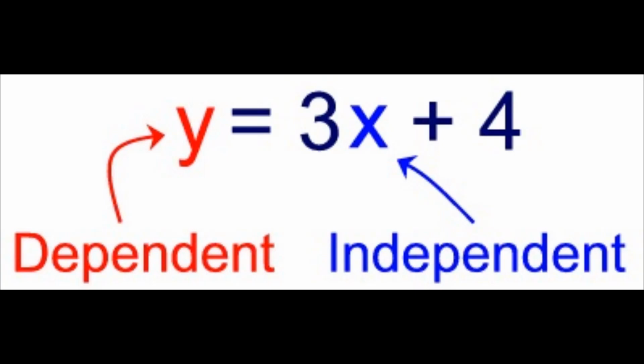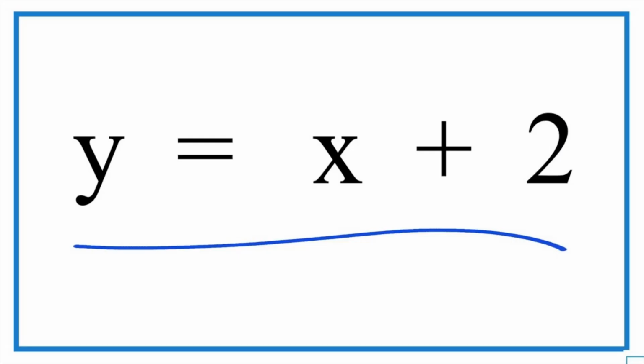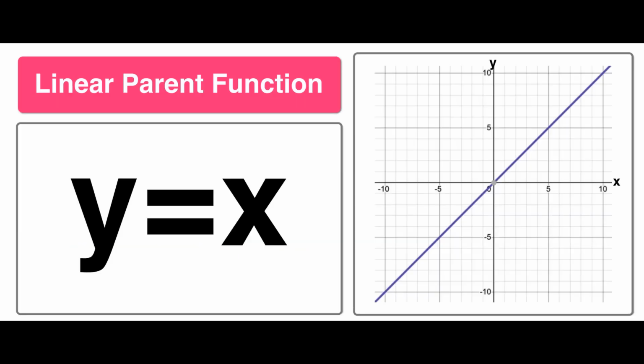Y is a dependent variable, meaning whatever the value of y is will be determined by the value of something else, most of the time the value of x. And because y is determined by the value of x, a lot of the time how we'll write this is y equals something, and that something will usually be in terms of x. So maybe y equals 2x plus 1, or y equals x plus 2, or even just y equals x.